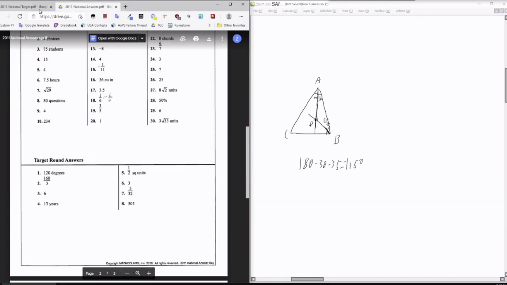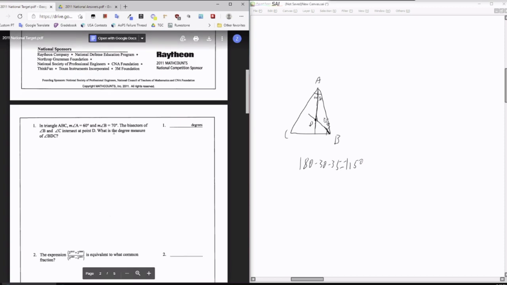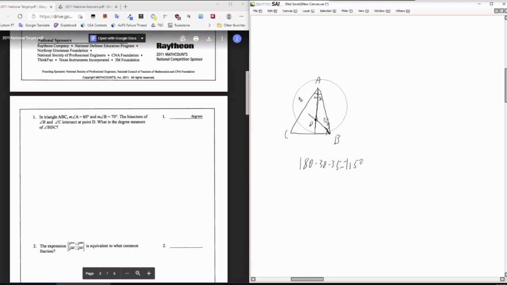Wait, did I mess up? It's the bisectors of B and C, but it also wants BDC, not BDA. That's my bad, I kind of got ahead of myself there. But yes, it is very easy. It's just angle chasing, and you can get the angles from angle bisectors. So 70 gives 35, and 60 means C is 50, and angle bisectors bisect an angle, so 25. Then 180 minus 35 minus 25 is 120.